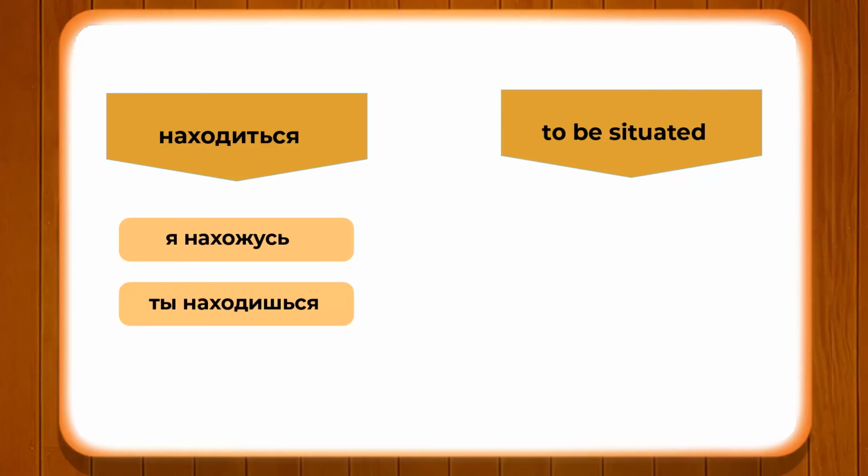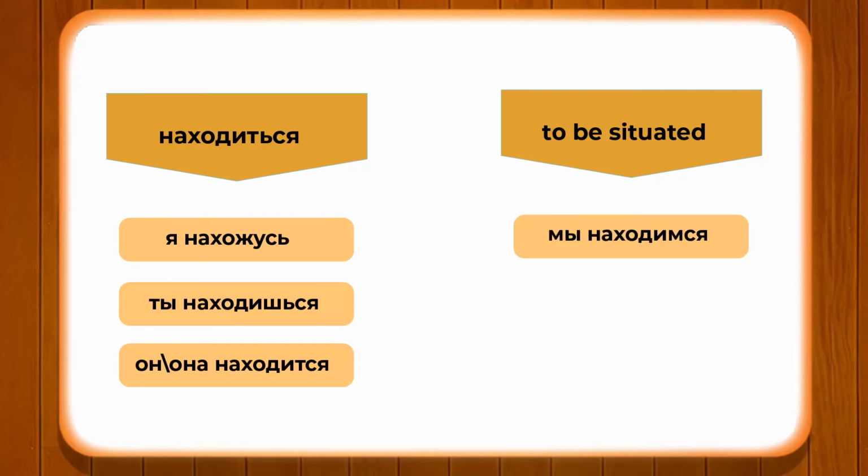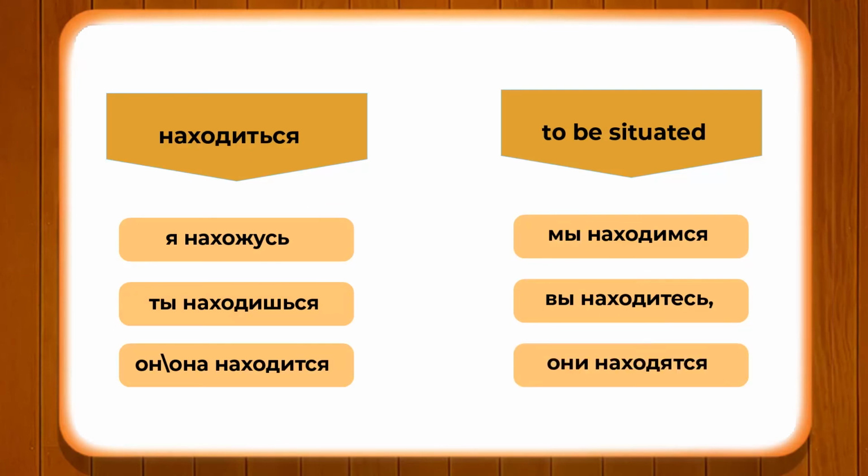Я нахожусь, ты находишься, она находится. So in this form you can conjugate the verb находиться, and further you can see мы находимся, вы находитесь, они находятся. So it is in continuity. You can also see how we use these different aspects of the verbs, but in this case this is a very important verb находиться, which means to be situated.